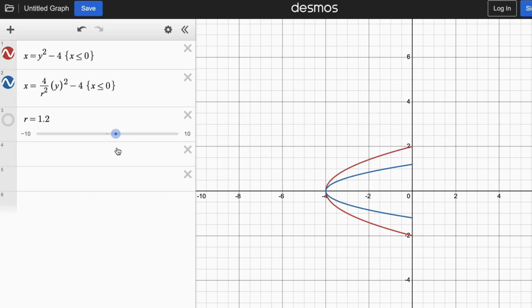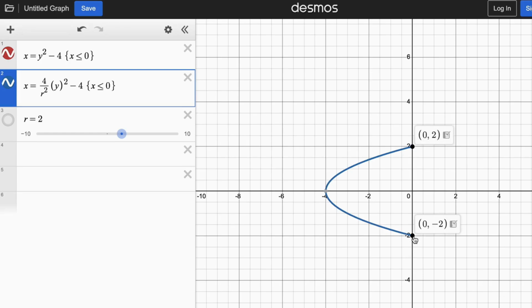Okay, moving on to the next generalization, where now we would want to be having our vertex move around, but our roots at 2 and -2.